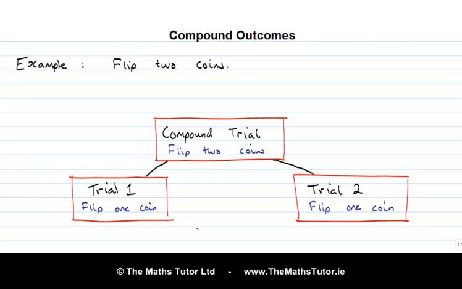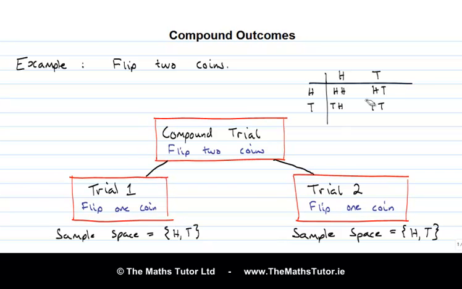Now let's say that we want to analyze the sample space and to work out some probabilities of events or outcomes for the compound trial. Well, the simpler trials are easier to deal with. We can write down the sample spaces there. In this example, the sample spaces are just heads and tails in both cases, which we've shortened to H and T. Now, to get the sample space of the compound trial, we can use a two-way table to combine the sample spaces of the individual trials.